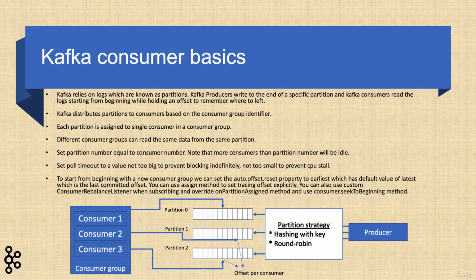On the right side, we see the producer, which produces data according to a partition strategy, which can be based on hashing with a key, where the hash of the key modulo the number of partitions will give the target partition number. Or it can simply be based on round robin, which will write to each partition one by one. And on the left, we are seeing a consumer group with 3 consumers, and since there are 3 partitions on the Kafka topic in this picture, each consumer will be assigned to a single partition. And as we mentioned, each consumer will hold an offset individually to follow the last item it read.